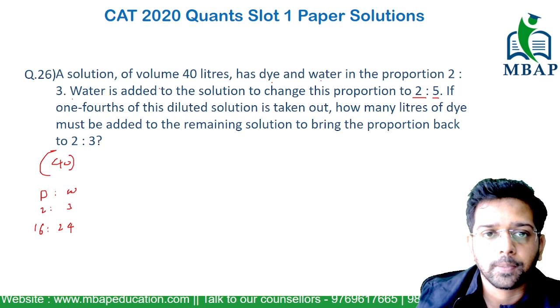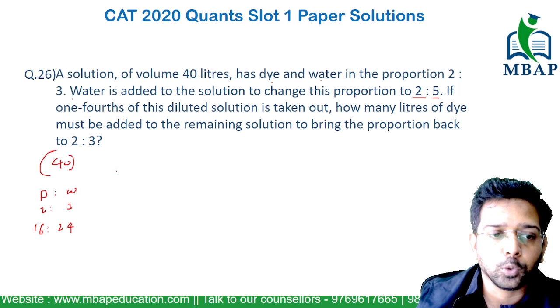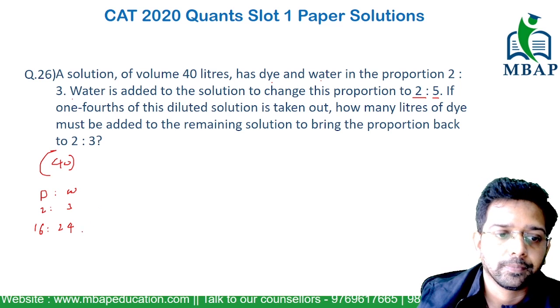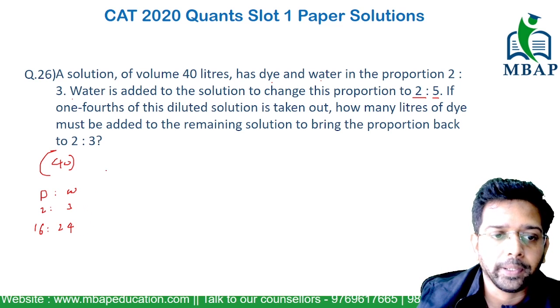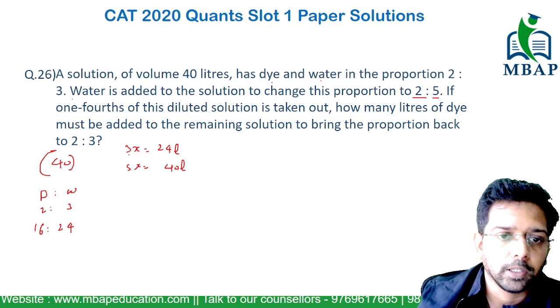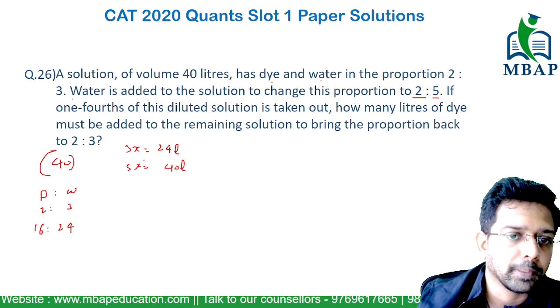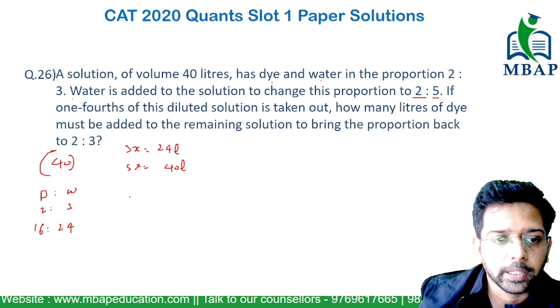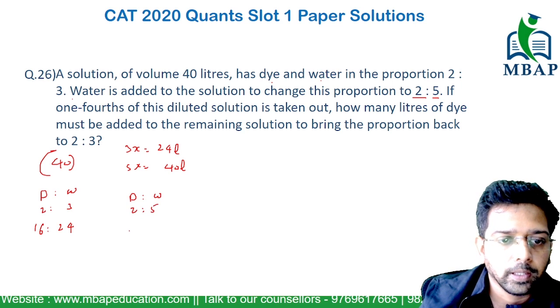Now the question says water has been added to make the ratio 2:5. So water originally was 3x, which was 24 liters. So 5x will become how much? 5x will simply become 40 liters. If you cross multiply, you'll get the same answer, 40 liters, which means the new proportion of dye to water, which is 2:5, is now 16:40.